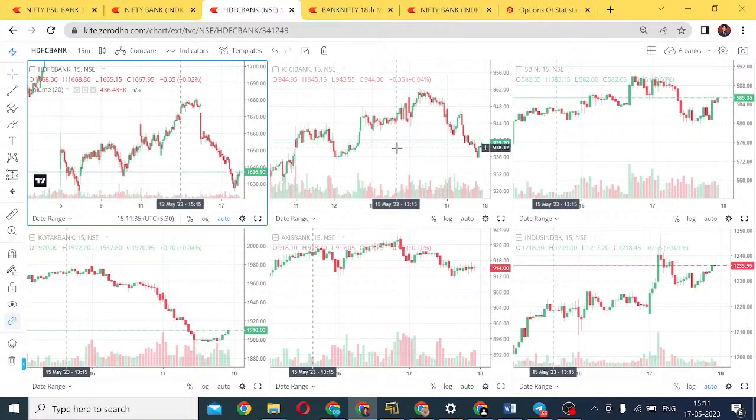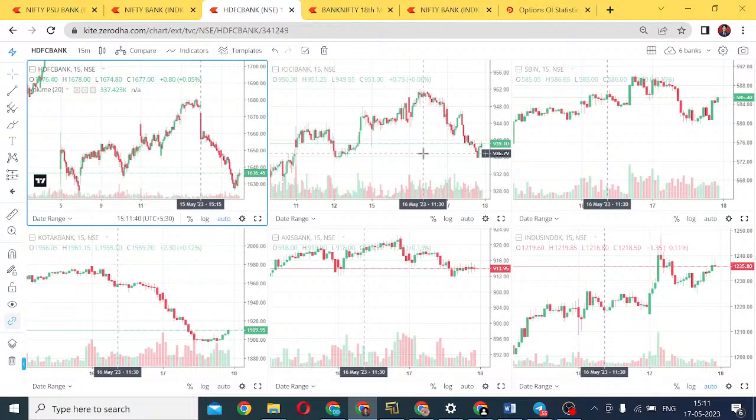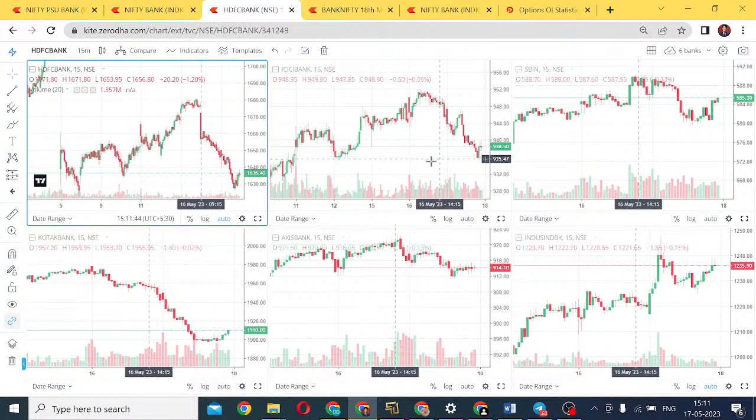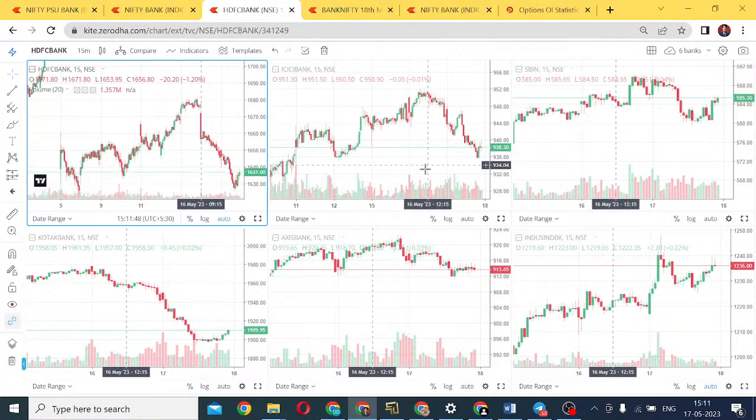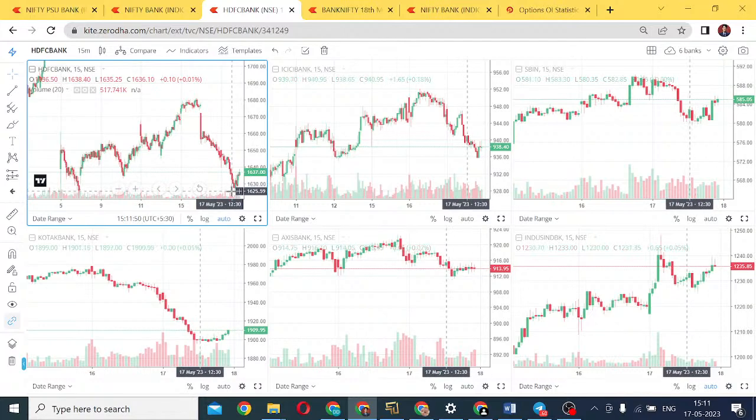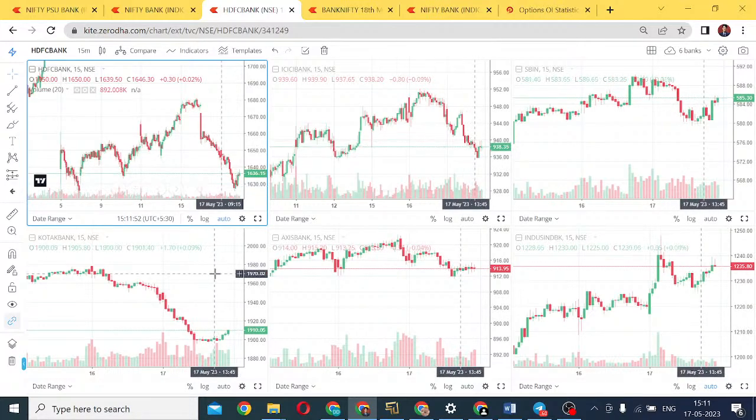Which EMA should we look at in case we need to see? Intraday traders look at 13 and 21 EMA. 50 EMA is always for the long term. So now if you see, this was at a support. If this support breaks, I am looking at 931. This one was already at a support.